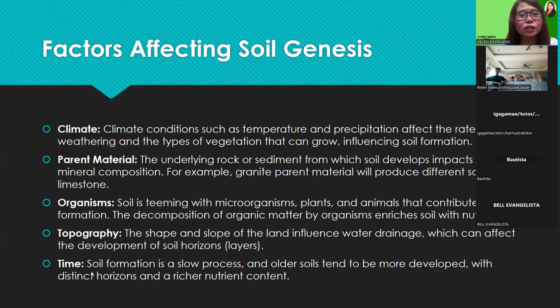So what are the factors affecting soil genesis? First is the climate. I mentioned this a while ago. Now let's take this one by one. Climate is a condition such as temperature and precipitation that affect the rate of weathering and the types of vegetation that can grow or that influence the soil.